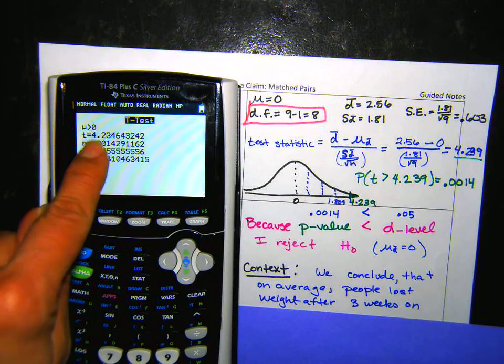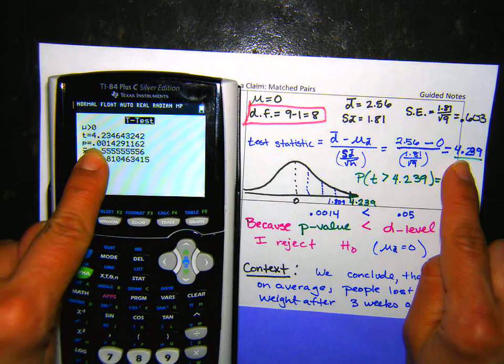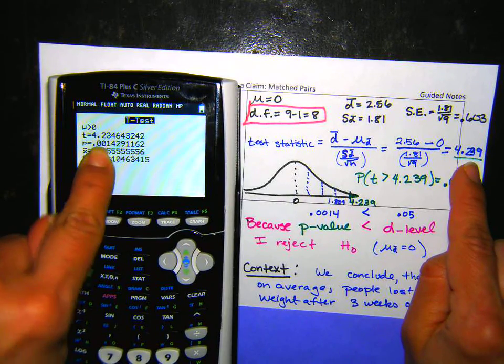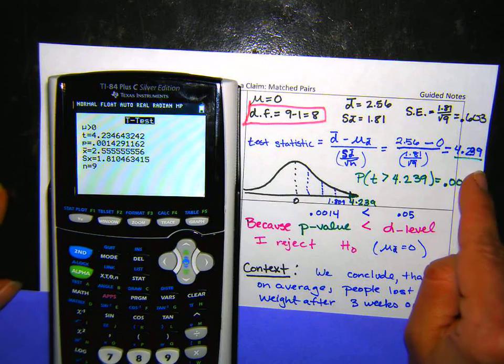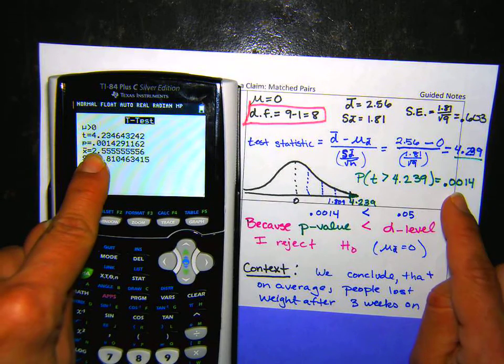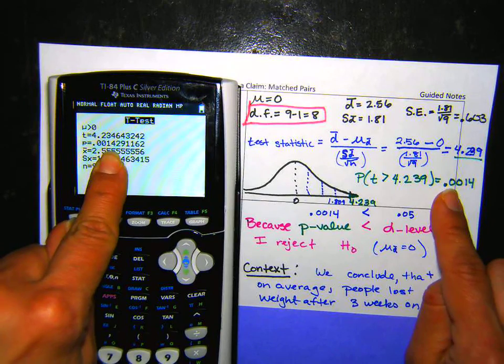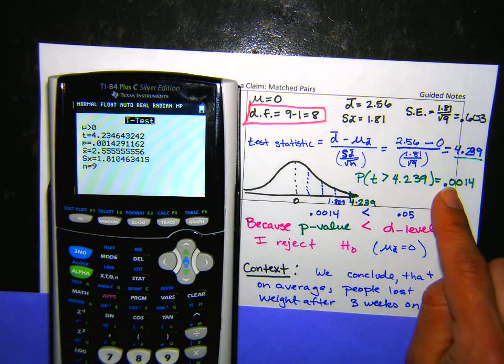I get my test statistic, which we found, 4.23. There's a little bit of a rounding error there. It's 4.234. I get a p-value of 0.0014, which matches what we have. And it also gives me the x-bar, the standard deviation, and the sample size, which I had already typed in.